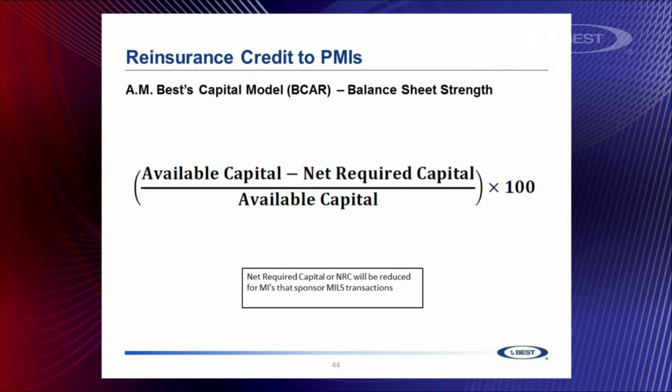Thanks, Y. So while the rating of the MILS transactions are very important and interesting, we believe that what PMIs most care about is probably the amount of reinsurance credit they'll get for sponsoring these transactions. As many of you know, AM Best has a capital model called BACAR, which helps us evaluate balance sheet strength. The BACAR is made up of 2 main components, which is available capital and net required capital. So an MI that sponsors a MILS transaction will reduce their net required capital.